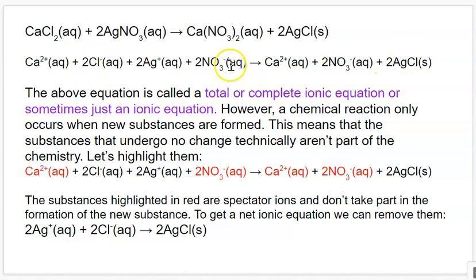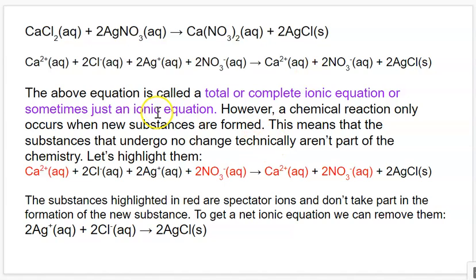So the above equation that we wrote here, this is either called a total ionic equation, a complete ionic equation, or sometimes just an ionic equation. And this is where we show all of the ions involved, all of the ones that split up into their component parts due to being aqueous. And from this, we can see that there are things that aren't involved in the overall change of the chemistry. If something appears on both the left side and the right side of the equation on its own and unchanged, that means it's not really part of the chemistry.